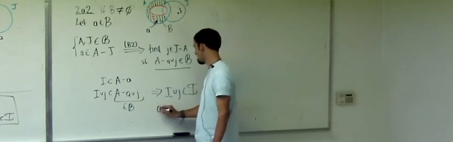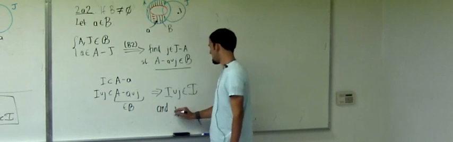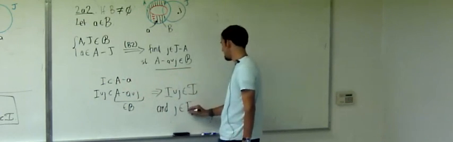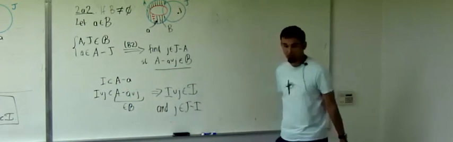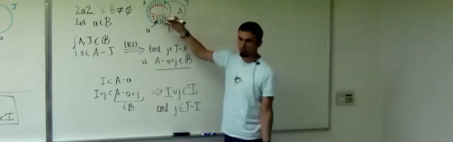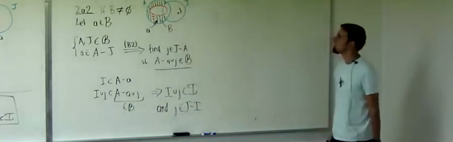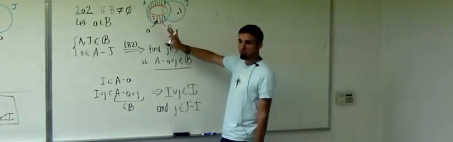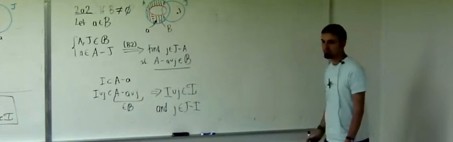And J is where I want it to be. J is inside J minus I. Why is that? Well, look at it. J is in J minus I. It's clear from the Venn diagram. So if this part B is not empty, then again, I'm done.